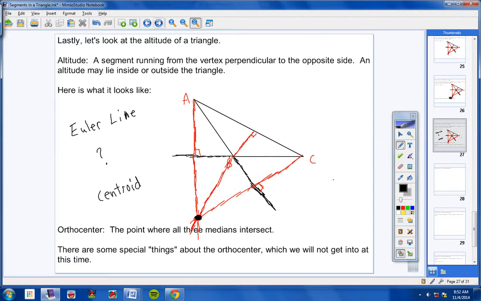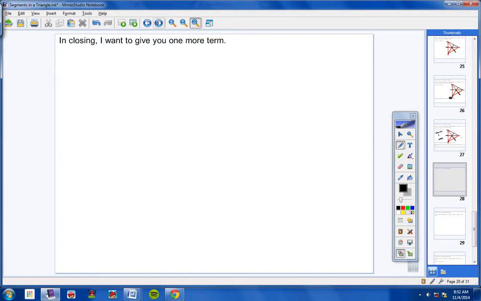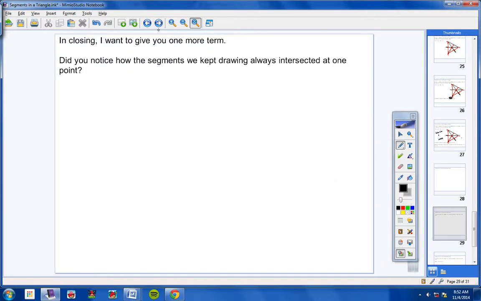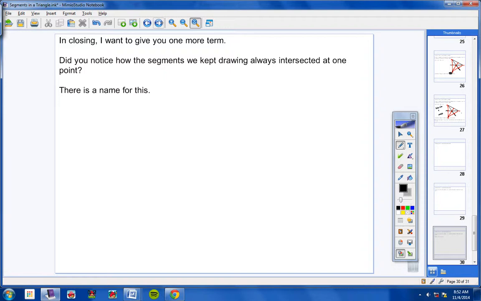One more quick note. In closing, I want to give you one more term. Did you notice how all the segments we kept drawing always intersected at one point? Or at least they were supposed to, okay? With some of my drawings, that wasn't always the case, but there's a name for this, and you're responsible for this term. So copy this in your notes, please. You need to know this. We're going to use this term throughout the year, so you need to know what it means.